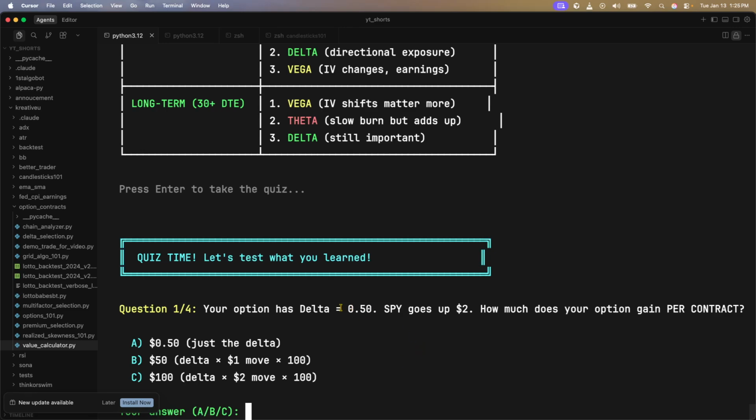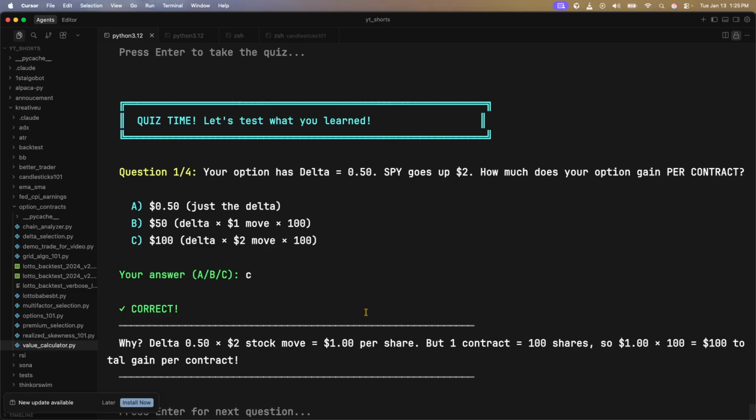So we know delta is letting us know two things, right? Delta is letting us know the probability of profit, and delta is also letting us know how many dollars the option contract will move per $1 movement, right? So for every $1, I'm getting $50, right? So if it went up $2, I'm getting $100. So that's C, right? Beautiful.